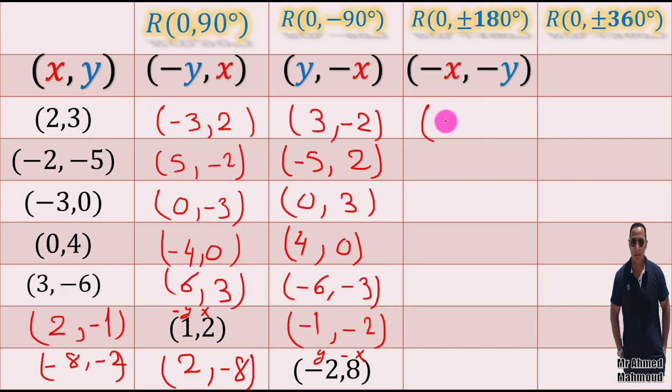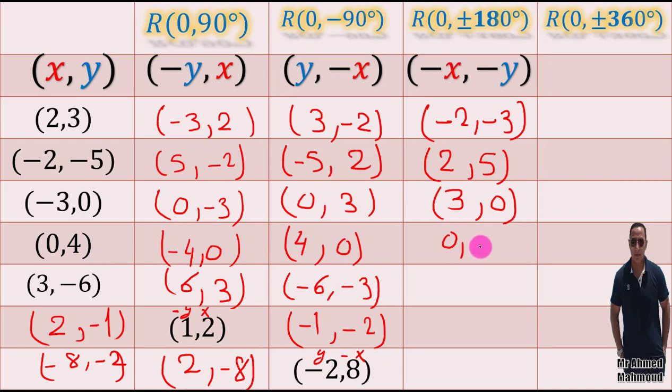So it will be negative 2, negative 3, positive 2, positive 5, positive 3, 0, 0, negative 4, negative 3, positive 6, negative 2, positive 1, positive 8, positive 2.